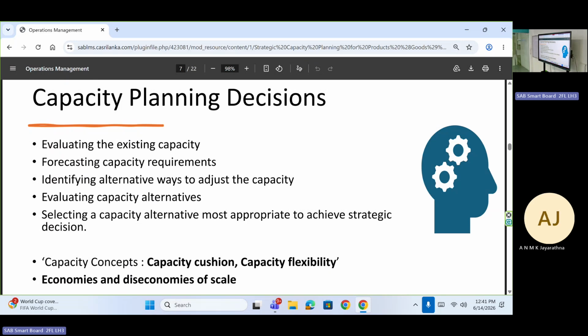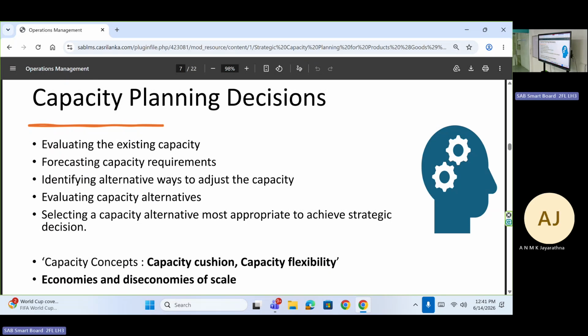I will explain it. That's why in some cases organizations go with VRS, voluntary retirement schemes, because they have to limit their production. We'll discuss it.